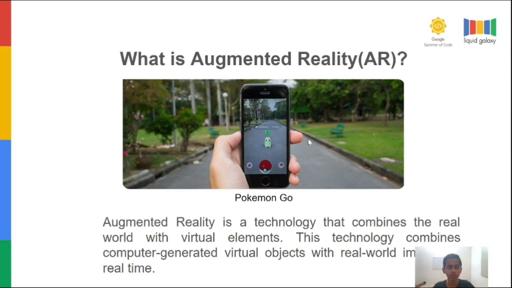So what is augmented reality? Augmented reality is nothing but a technology that combines the real world with virtual elements. This technology combines computer generated virtual objects with real world images in real time. So, it allows users to interact with virtual objects while still seeing their physical surroundings. AR can be experienced through smartphones, tablets, AR glasses, and headsets, and it's basically anything which allows digital objects to blend seamlessly with the real environment.